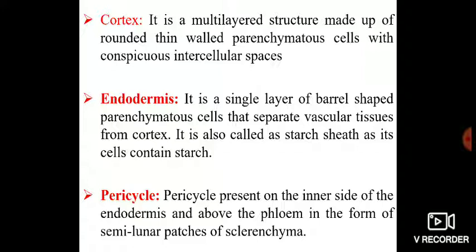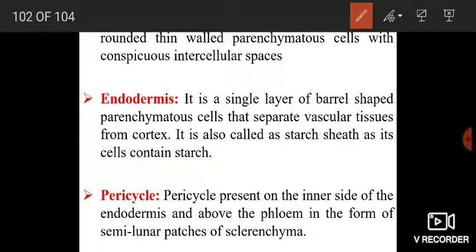Then inner to endodermis, there is one more region which is known as pericycle. It is present on the inner side of endodermis and above the phloem of the vascular bundles in the form of semilunar patches. And these cells are made up of sclerenchyma. Semilunar patches means they are half moon shaped. You will see it at the end.